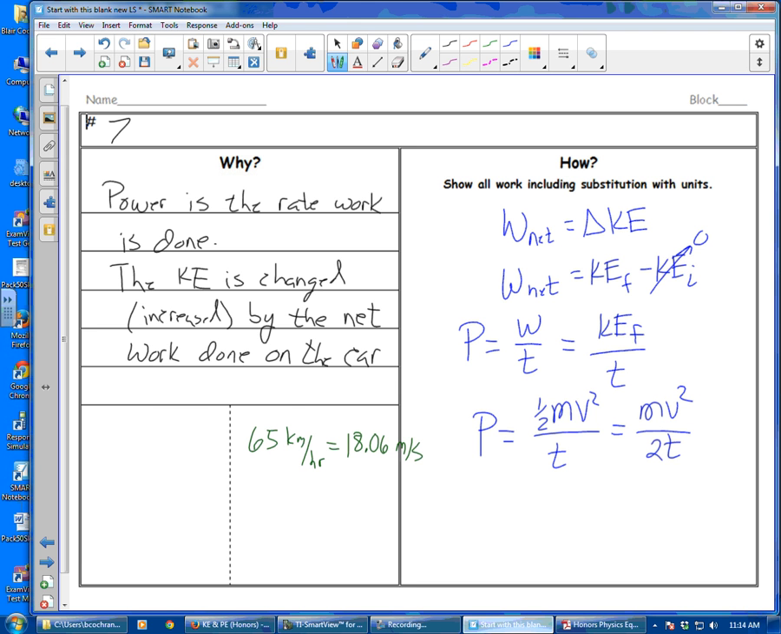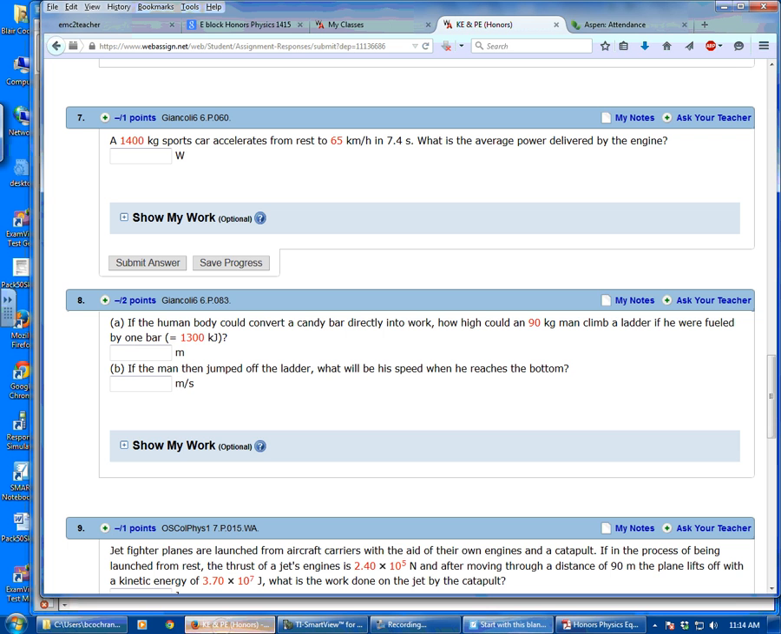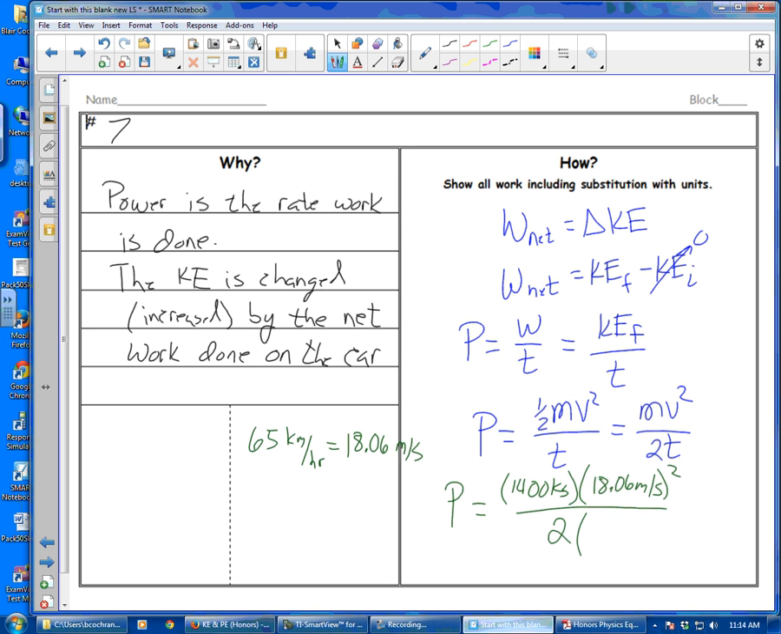And so now I'm just going to substitute in for power, 1,400 kilograms, 18.06 meters per second squared over 2. And now I need to check my time, which is in seconds already, 7.4. And that'll be the same for all of us. And that will give me the amount of power needed from the engine to do this.